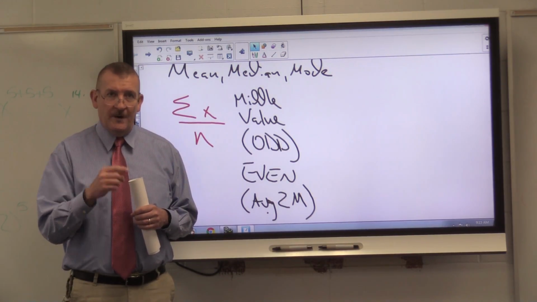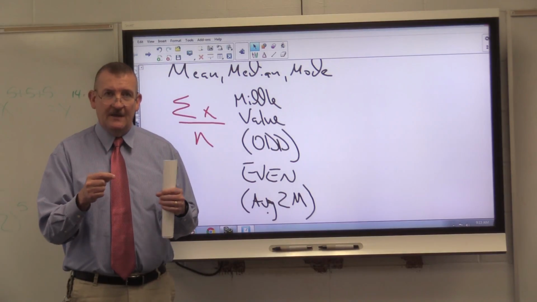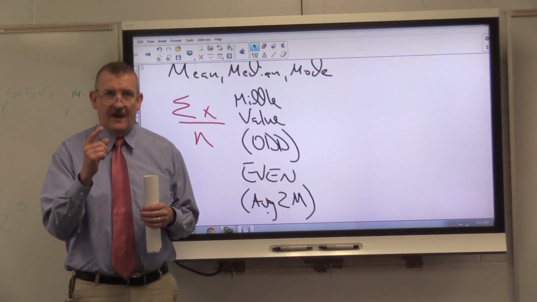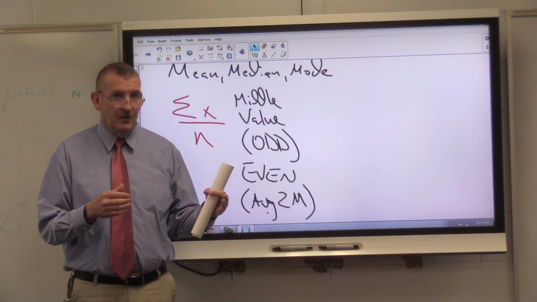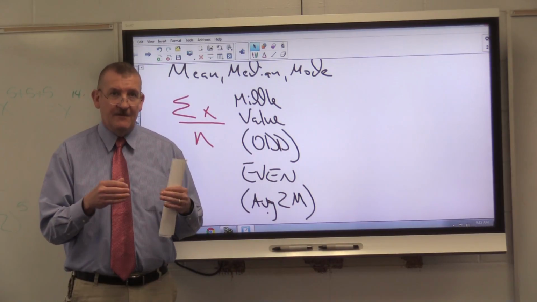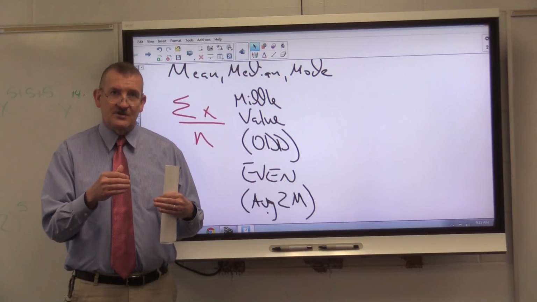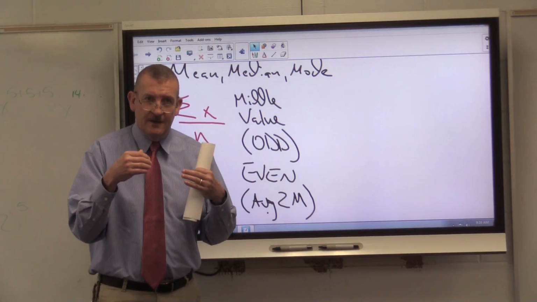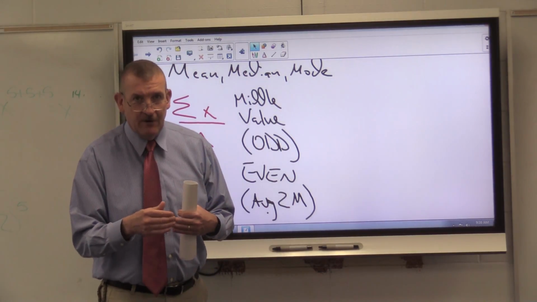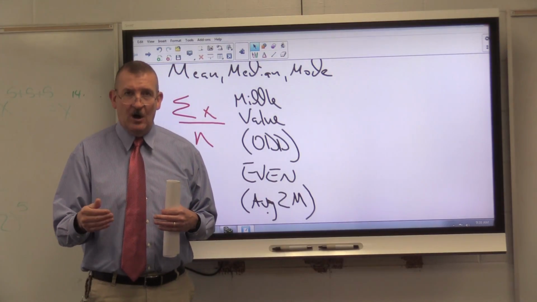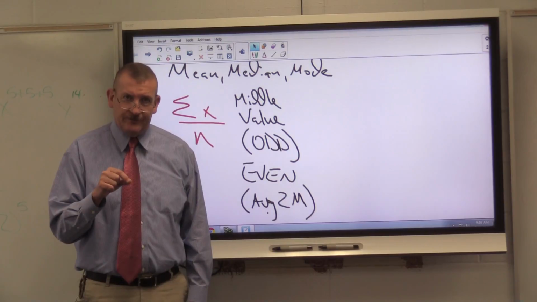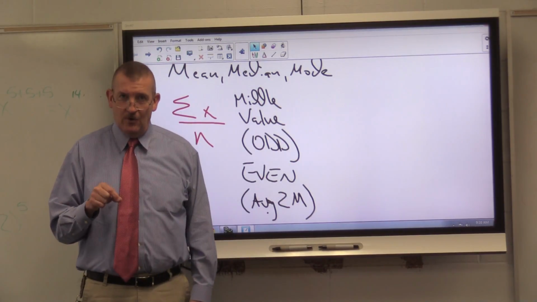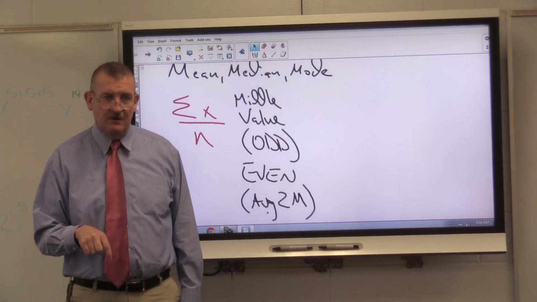Then you could have one mode. That would be a case where you have a data set with one number that is repeated. Then you can have multiple modes, 2, 3, 4, 5, but those numbers all need to appear the same amount of times. If a number is repeated, that doesn't automatically make it a mode. Remember, the number that appears most often is the mode.